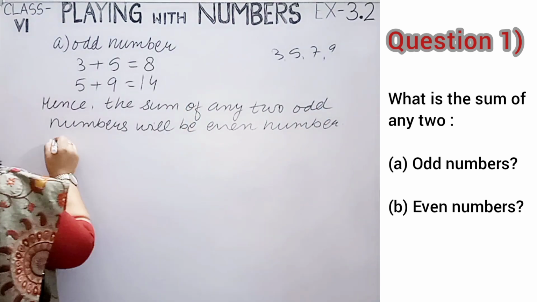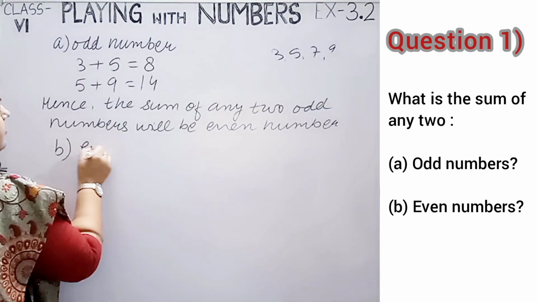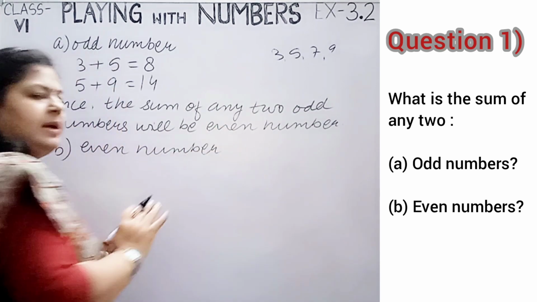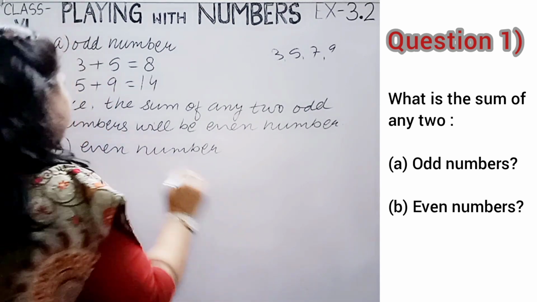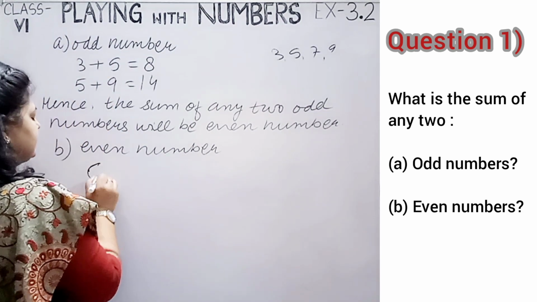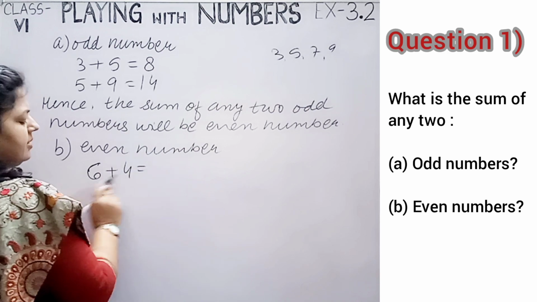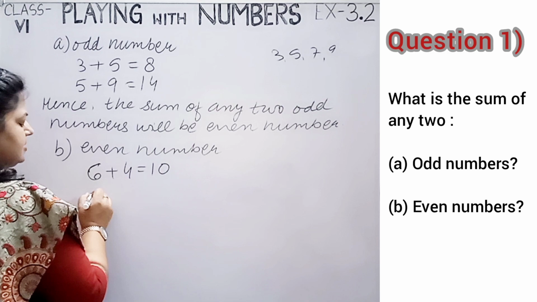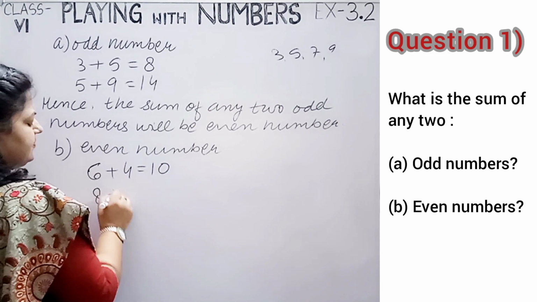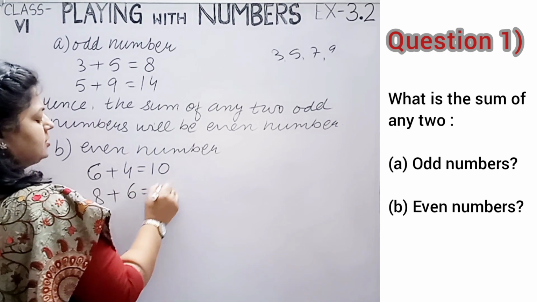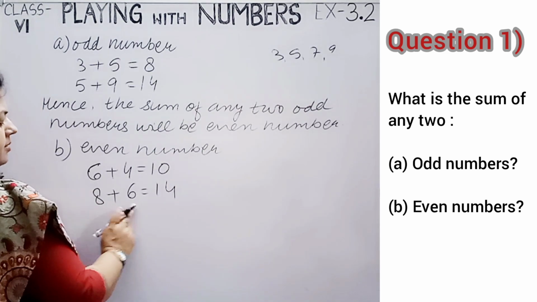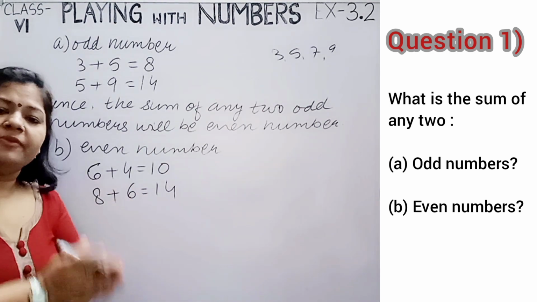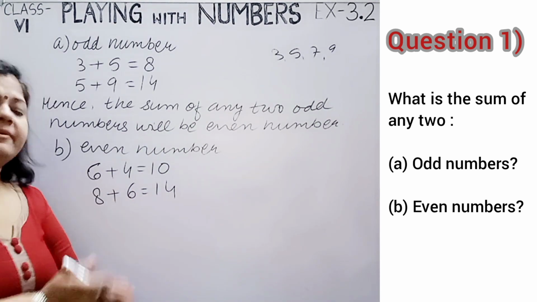Now second part, what about even number? Again, if I add any two even number, 6 plus 4, both are even number, 10. The result is even number. Next, 8 plus 6, 14. These both are even number and result is again even number. It means the sum of any two even number is always even number.